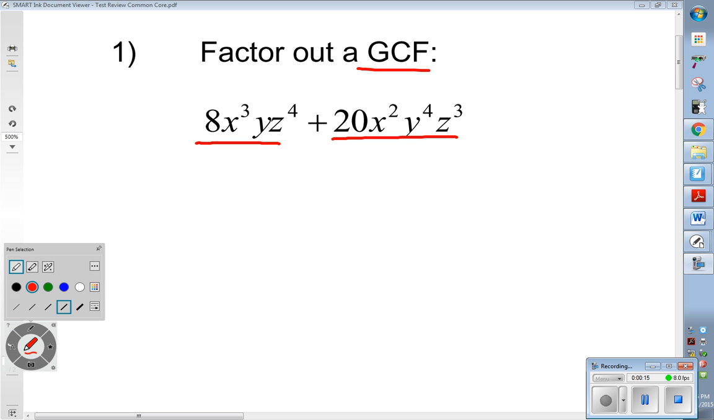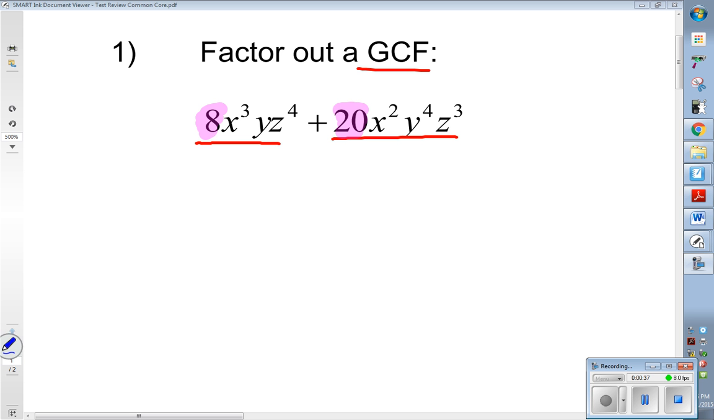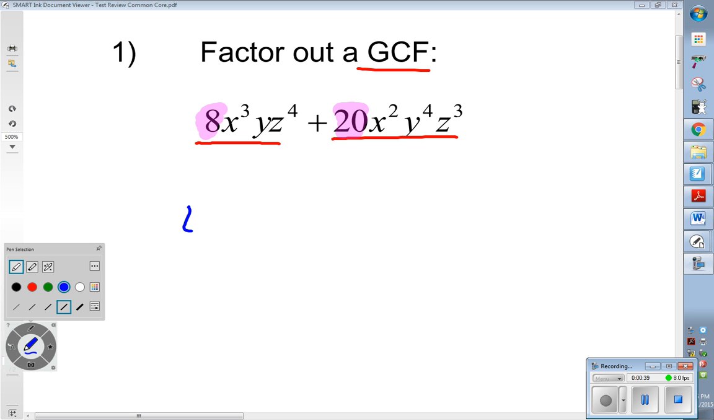Okay, so the first thing I'm going to do is look at each part and try to figure out what they have in common. The first thing I've got here is a number. I've got the number 8 and 20. I need to think, what number can I take out of 8 and 20? What number could I divide both 8 and 20 by? The answer is the number 4. I can take a 4 out of both things.